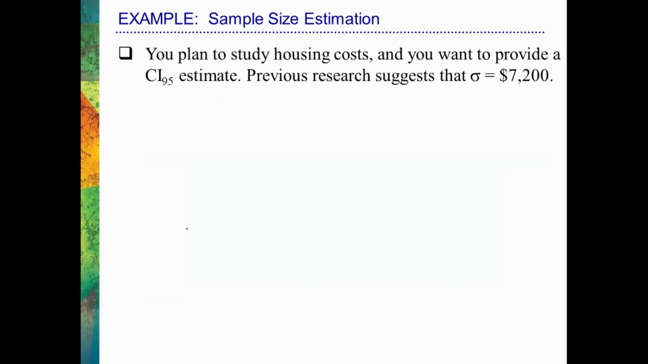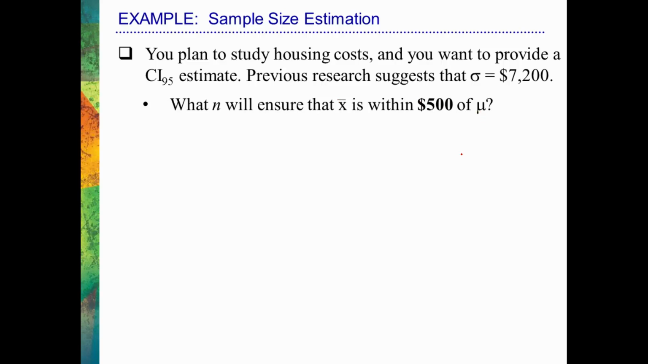So let's say you plan a study looking at housing costs, and you want to provide a 95% confidence interval estimate. So you're trying to learn the true value of these housing costs based on sample data. We can do that by computing a 95% confidence interval. And let's say that previous research suggests that the population standard deviation equals $7,200 in this particular case. So what sample size will ensure that your sample mean is within $500 of the true population mean?